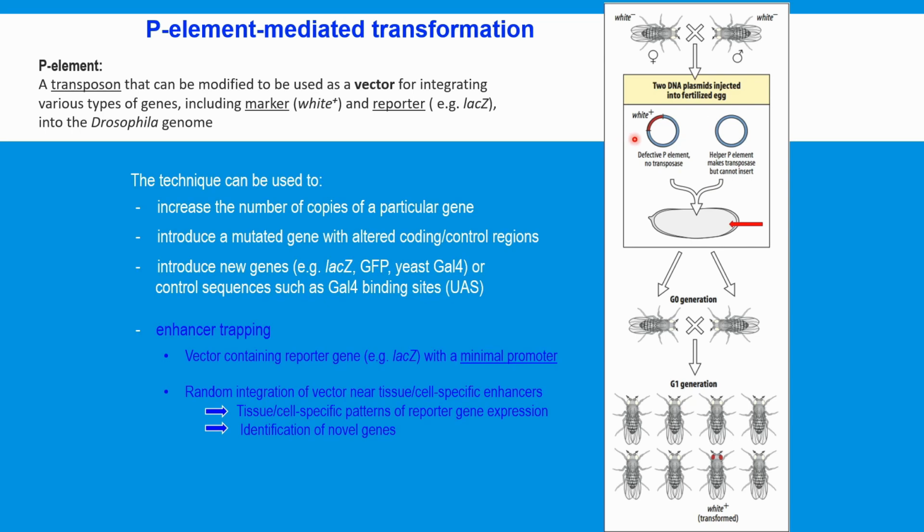In this example, they've put back the white gene, and if you remember, white mutated flies have white eyes. The normal eye color would be red. They put back the white gene, which will give a red eye color in successful transformants. I hope that's clear. So what you've generated is a useful tool with visible markers.